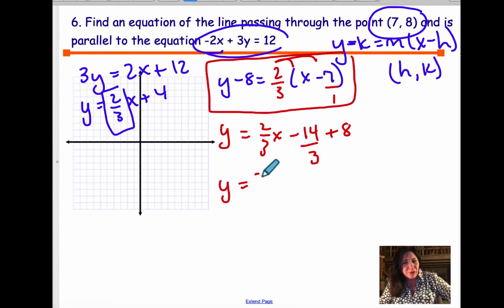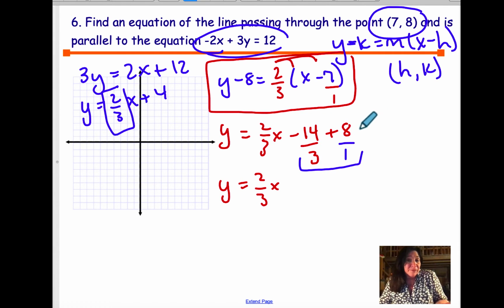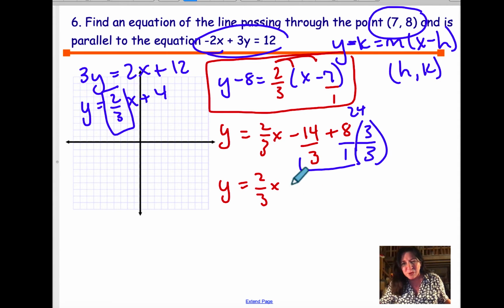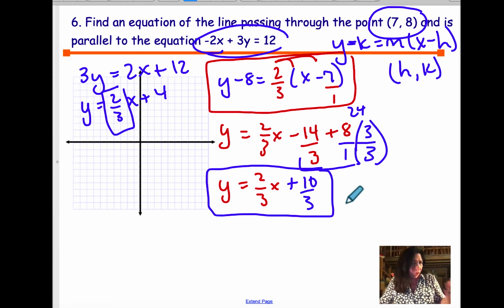So we have y equals 2/3 x. Now, I need to combine these two terms. They're both constants, so we're going to add those together. So I need a common denominator. It's going to be whatever the fraction is on the other term, so it's going to be 3 over 3. Because remember, you cannot change the problem. But by multiplying by 1, I'm not changing it. I'm just manipulating it, right? Okay, so we have 24 minus 14 is 10, and that's over 3. So most of the time, this is the form you're going to be asked.